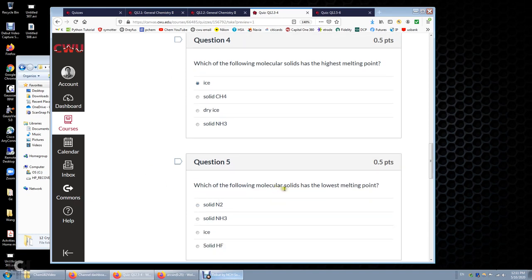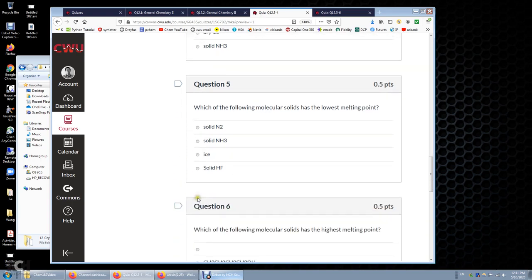Which of the following molecular solids has the lowest melting point? So look for something without a dipole moment with the smallest dispersion. So let's look at this. Dipole, dipole, dipole. This one, no dipole, nitrogen, no dipole, okay?